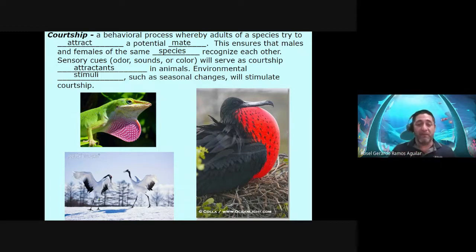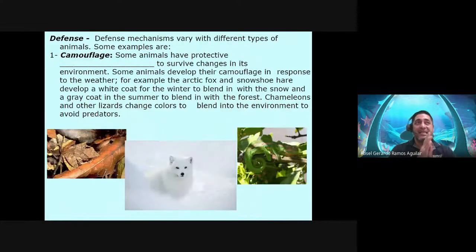We have this example of this lizard that has a protuberance down in the neck, and it inflates, like the bird that is looking for a female, or the cranes that are dancing. So these happen because of the stimuli, to look for a mate.